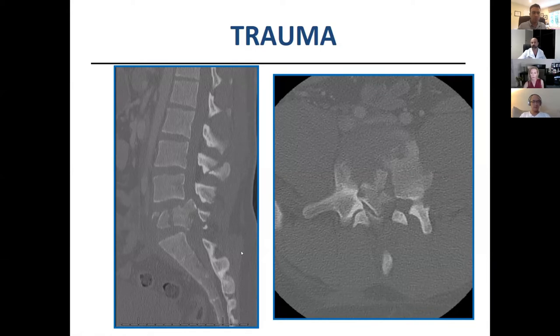Basically a cauda equina. He came in with a cauda equina syndrome. And this is the axial at L5, and this is the fractured L5. And he also had an L3 fracture here.